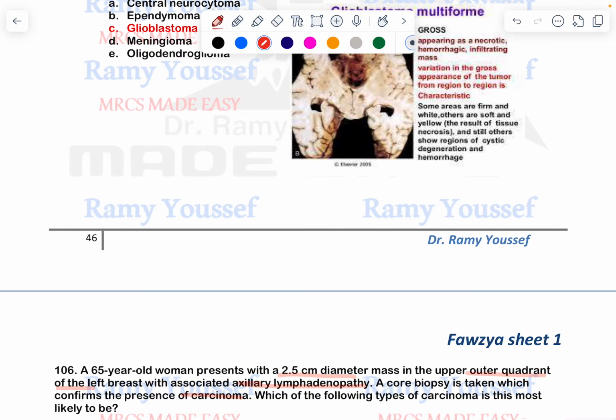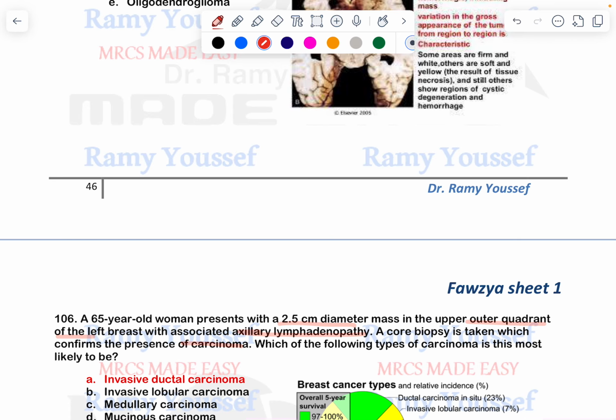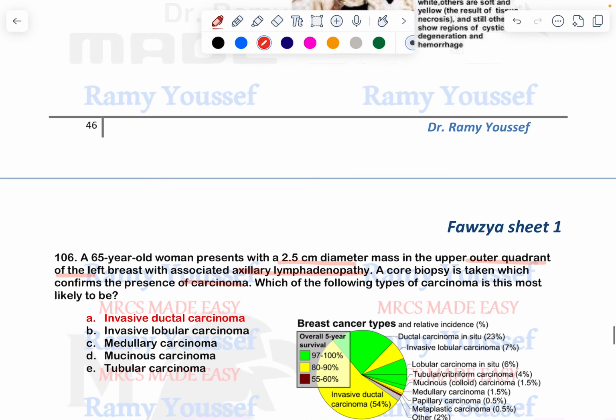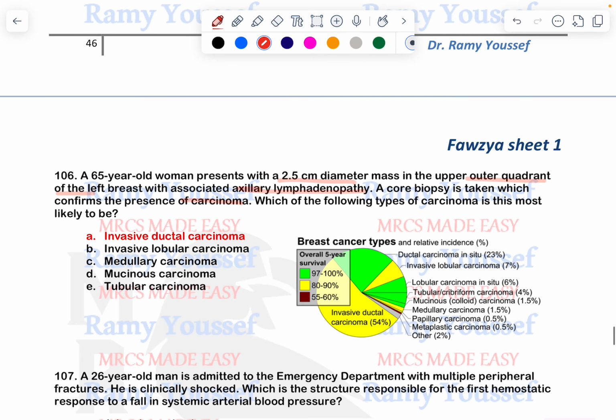A 65-year-old woman presents with a 2.5 cm mass in the outer quadrant of the breast with associated axillary lymphadenopathy. Core biopsy confirms the presence of carcinoma. Which of the following types of carcinoma? Invasive ductal carcinoma, infiltrating duct carcinoma, IDC. Most common is IDC.